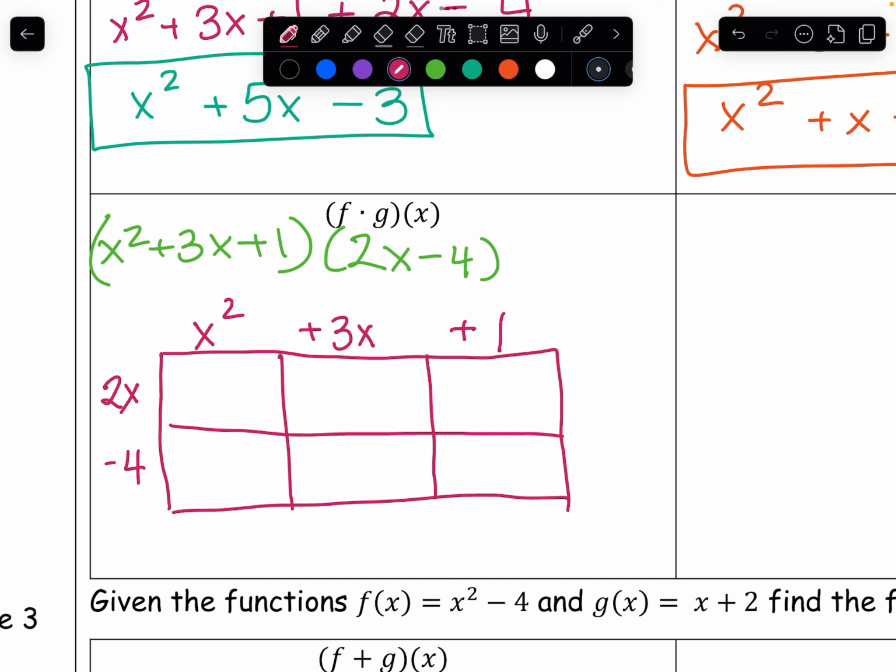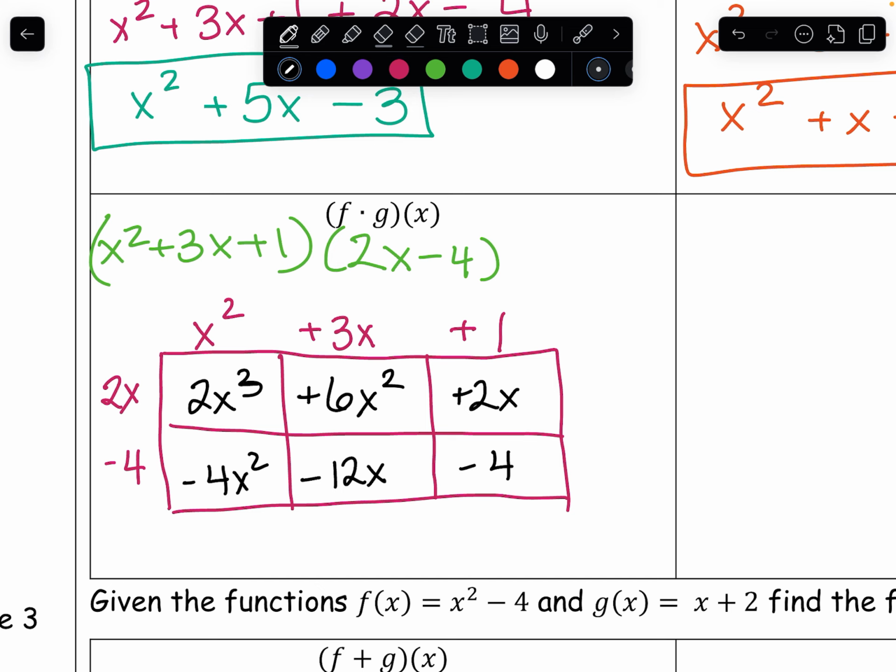Remember, you can do it either way, meaning you could have had it as 3 by 2 because multiplication is commutative. And so what we're going to do now is multiply in. So we get 2x cubed, oopsies, yeah, x cubed, I caught it, plus 6x squared plus 2x. Then I'm going to have minus 4x squared minus 12x minus 4.